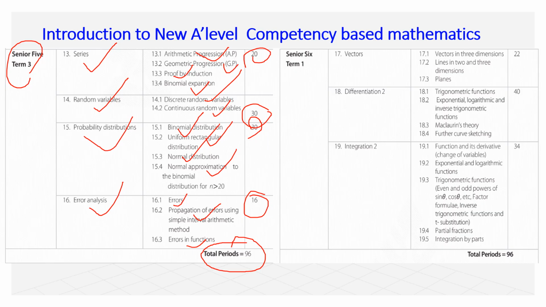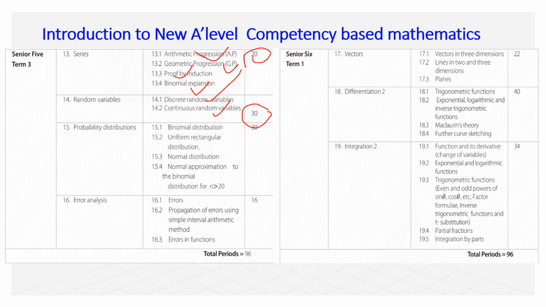Still, we shall have a total of 4 topics, taking us 96 periods for term 3, and that will mark the end of the first year of our A-level senior 5 in particular. Then this will provoke us to hijack senior 6, given that we need to finalize the 2 years, and in senior 6 this is what we shall cover as per the NCDC, please.